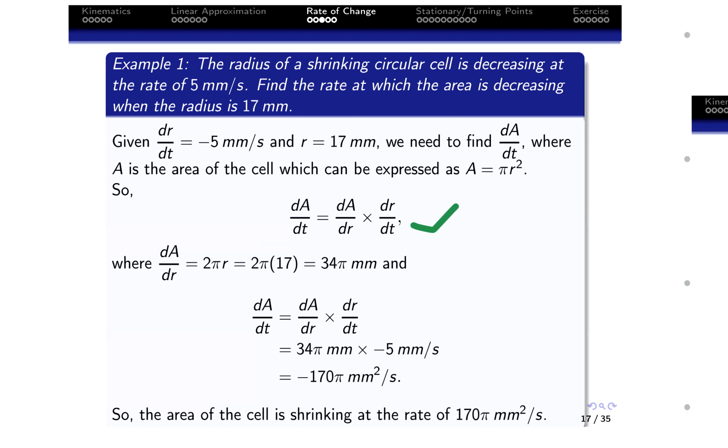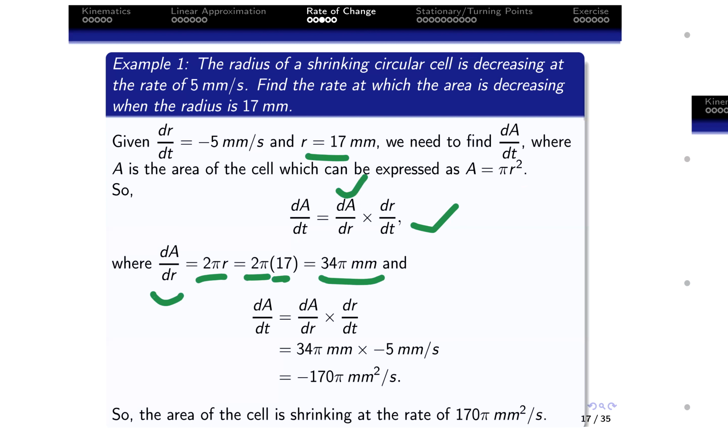So in this case now, dA/dr can easily be found. dA/dr is when you differentiate this with respect to r. So differentiate r squared, you get 2r times pi. That's 2 pi r. And we all know that that's the circumference of a circle, right? The circumference of a circle. So that's 2 pi r, and r is 17 now. So it means that dA/dr, when r is 17 millimeter, is 34 pi millimeter. So that is settled. So we have dA/dr now. We have dr/dt. So it means that we can find dA/dt.